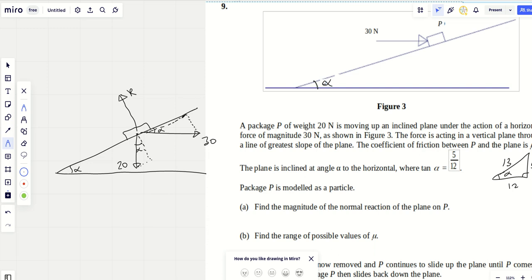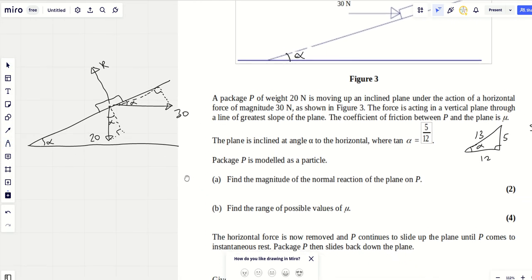Now, if you're wondering how I draw these triangles, you always want it parallel and perpendicular to the slope. So the two sides of your right angled triangle are always going to be parallel and perpendicular to the slope. And what's more, the force value will always be the hypotenuse of the triangle.